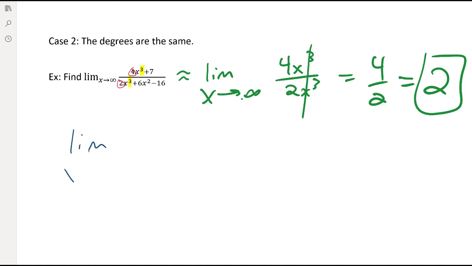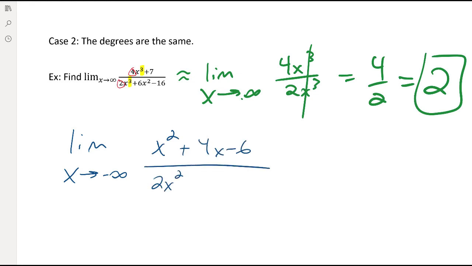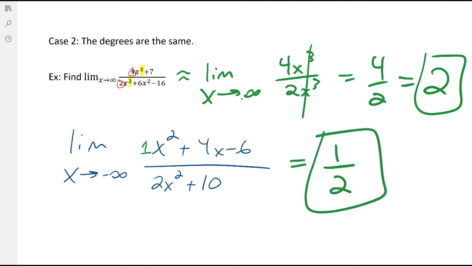What if it's the limit as x approaches negative infinity of x squared plus 4x minus 6 over 2x squared plus 10? Same degree. Exact same degree, right? So what happens? What's the leading coefficient here? The leading coefficient in the numerator is 1, and the bottom is 2. So as x gets really, really small in this case, right, it's the 1x squared over 2x squared that's dominating, and so then that means that the limit will be just the ratio of those leading coefficients. It's going to be 1/2.